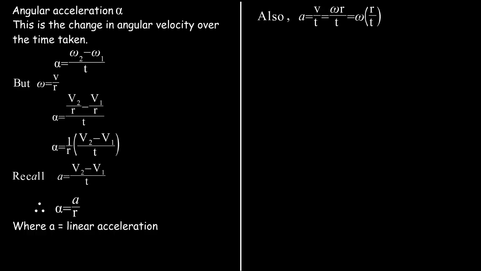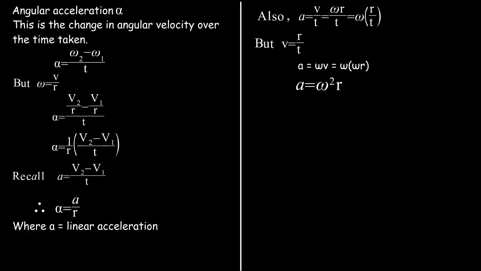Also, a is equal to v over t, which should now be equal to, replacing v with omega r, it becomes omega r over t, which should be equal to omega in brackets r divided by t. But v is also equal to r over t. So therefore, substituting, a will be equal to omega v, which should be equal to omega in brackets omega r, which will make a equal to omega squared r.